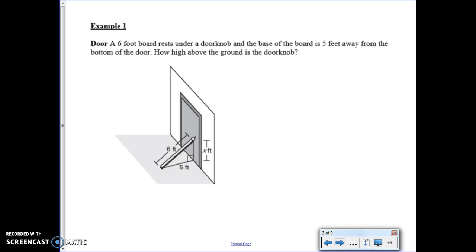And so if you look, we have a right triangle. Our hypotenuse, the one that goes by itself, is 6. That's the length of the board. And then we have our two leg values. So our x is unknown, and our other leg is 5. So we set that up as x squared plus 5 squared equals 6 squared. From there we solve. 6 squared is 36. We have our x squared, and then 5 squared is 25.